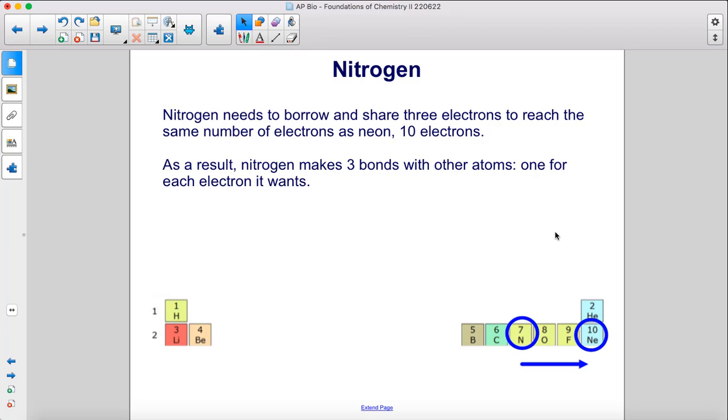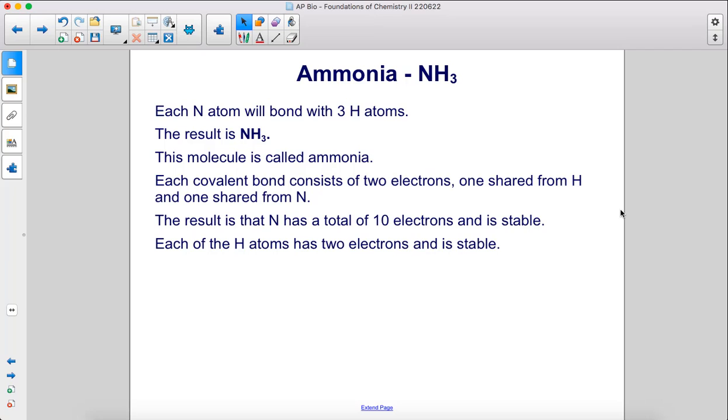Nitrogen needs to borrow and share 3 electrons to reach the same number of electrons as neon, 10 electrons. As a result, nitrogen makes 3 bonds with other atoms, one for each electron it wants. Each nitrogen atom will bond with 3 hydrogen atoms. The result is NH3. This molecule is called ammonia.